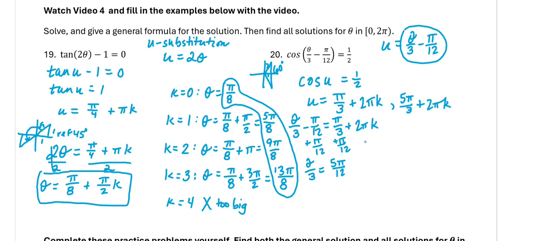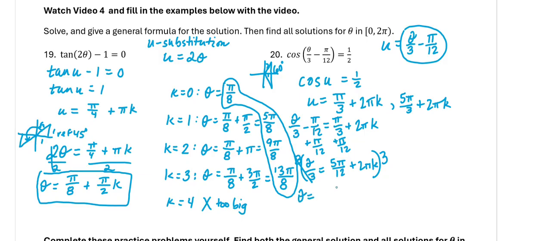Okay, so let's see. And I'll just double check that that's right. I need to multiply by 4 to get the denominator 12. So that's 4 plus 1, 5. Yeah, I'm happy with that. And then I'm still adding 2 pi k. All right, and then I'm going to take this and multiply both sides by 3 to be able to get theta by itself. Multiply this side by 3 as well.